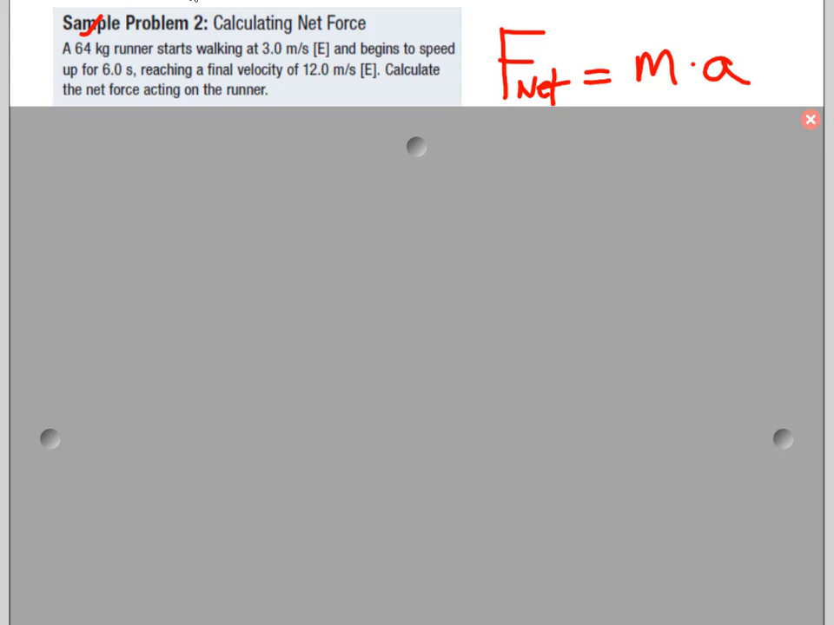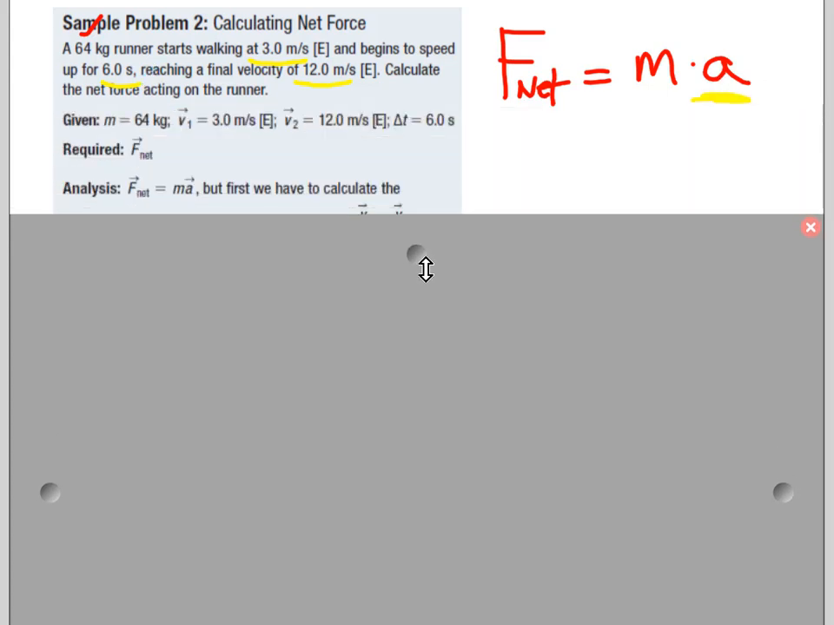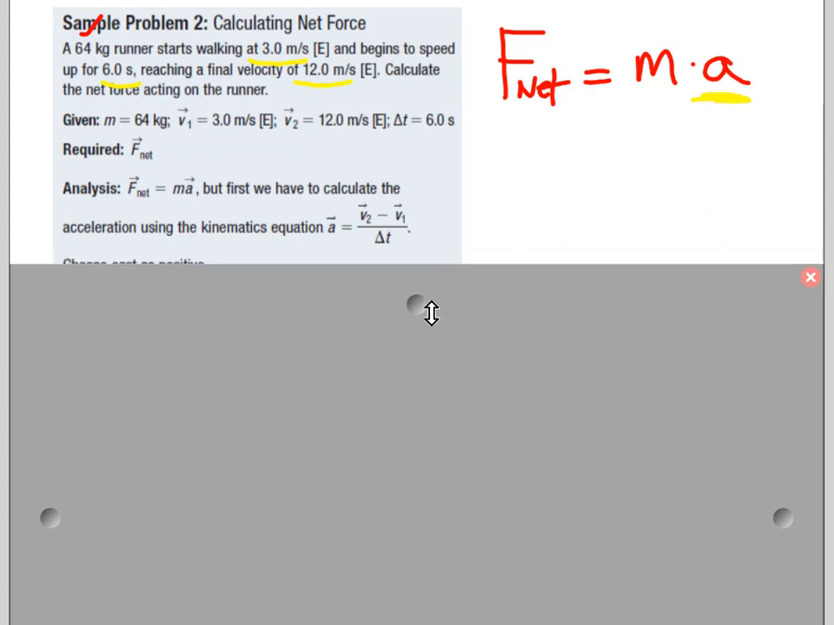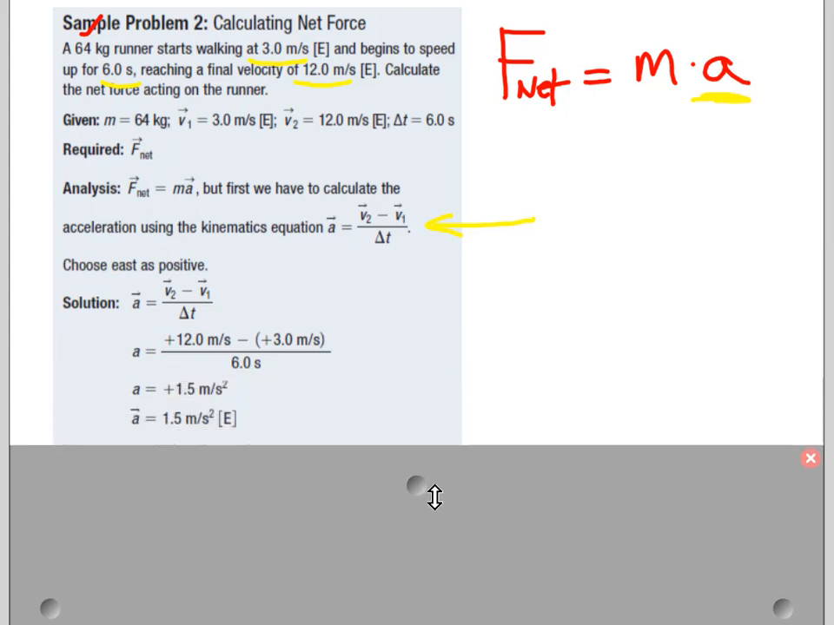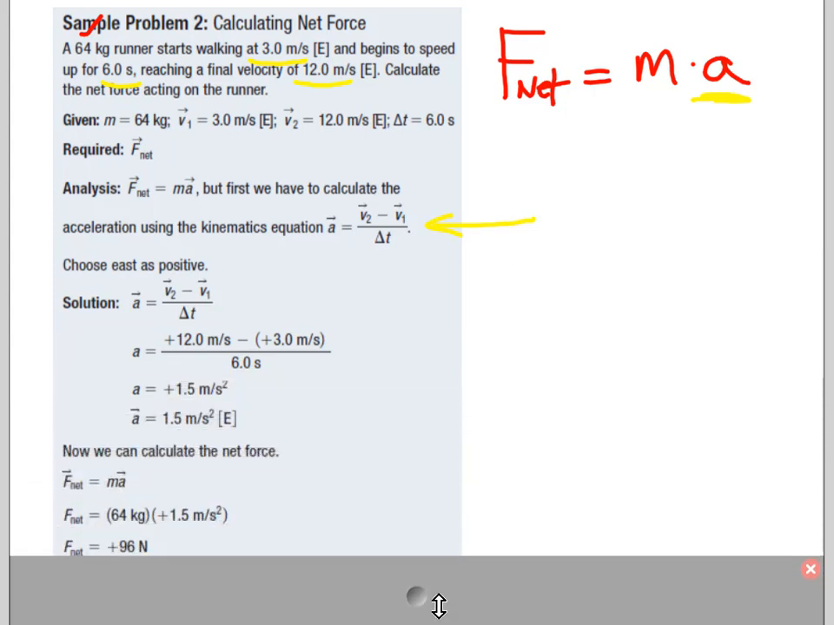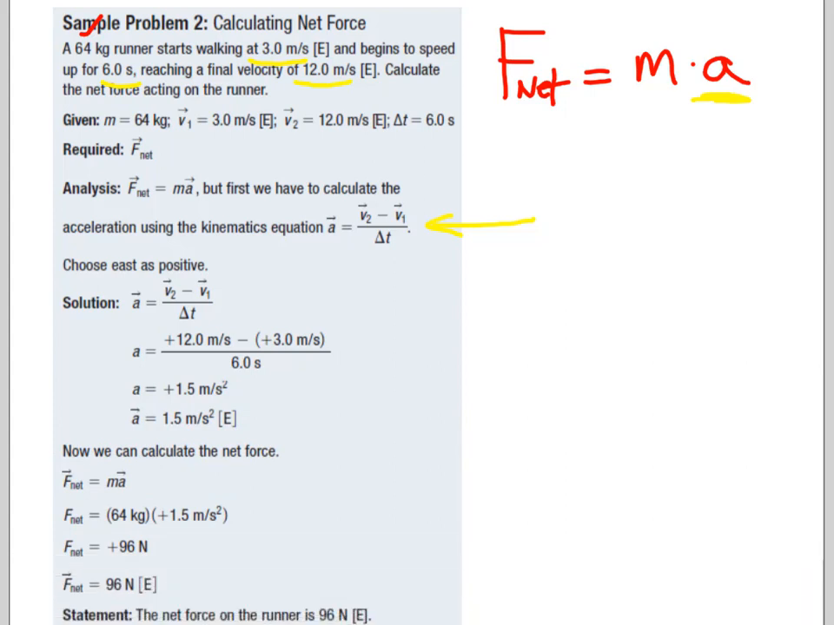This is where we have to be a little more cautious, because this goes back to our first unit with kinematics. We may have to pull out some of our kinematic equations to use that information to come up with our acceleration. As you can see, there's our F equals ma and there's our kinematic equation. If we substitute the values into the kinematic equation, I come up with acceleration, and then we substitute it into the equation and come up with a net force of 96 newtons to the east.